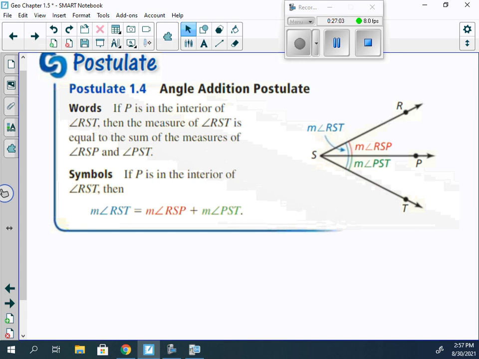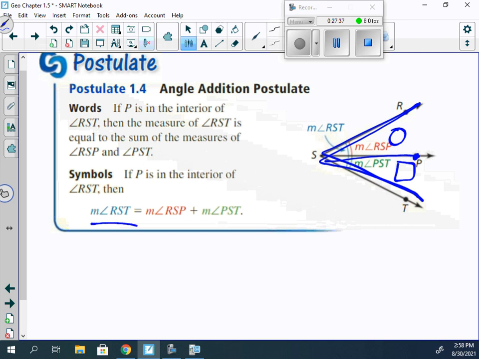The angle addition postulate states, if P is in the interior of angle RST, then the measure of angle RST is equal to the sum of the measures of angle RSP and angle PST. Well, if I have an angle and point P in the middle, then sum, talking about addition, this angle here plus this angle here will add together to give me the whole. That's all it's saying. So if P is in the middle, then the whole angle is equal to its two parts added together. That's all this is saying.